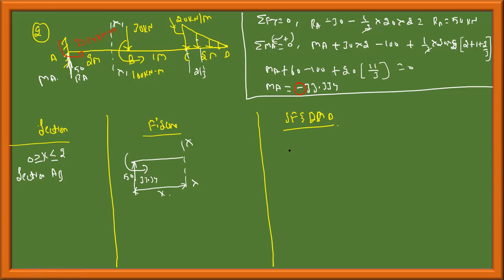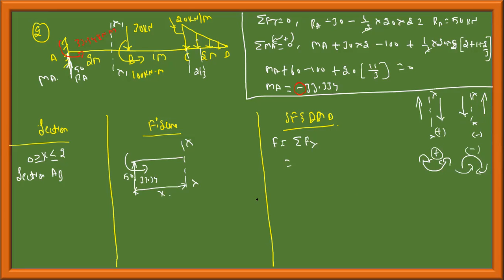Now the shear force F is the summation of vertical forces, which acts upwards according to our convention. If this is the section, this is positive shear force; this is negative shear force. Bending moment: this is positive bending moment, and this is negative bending moment.